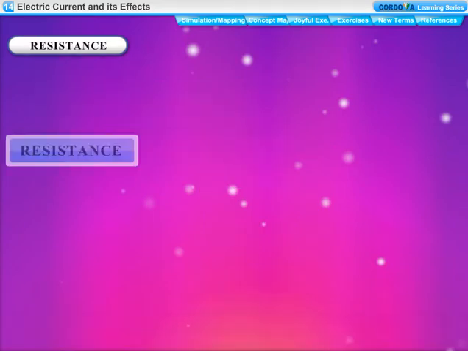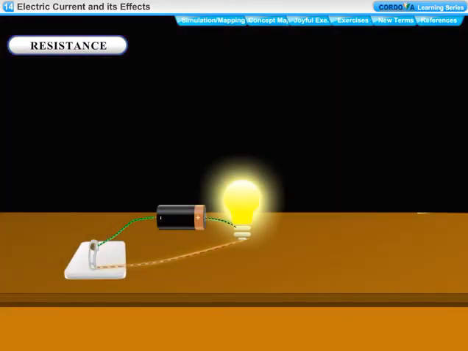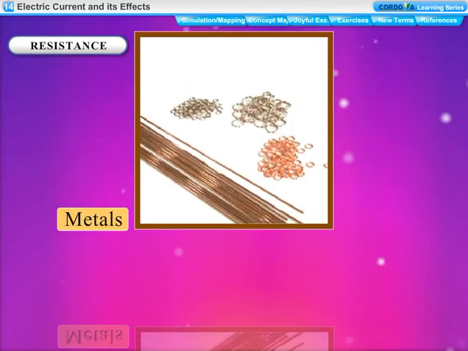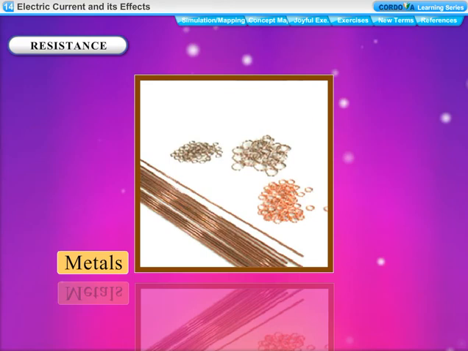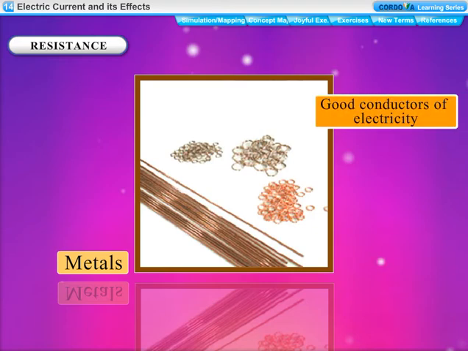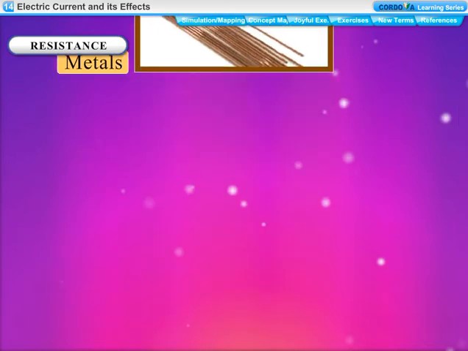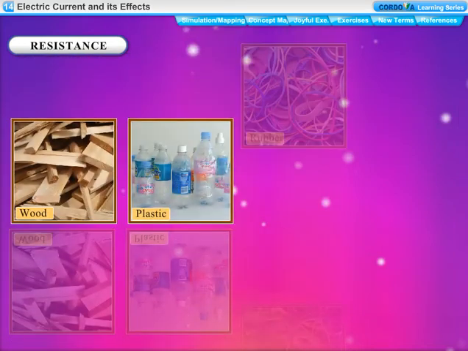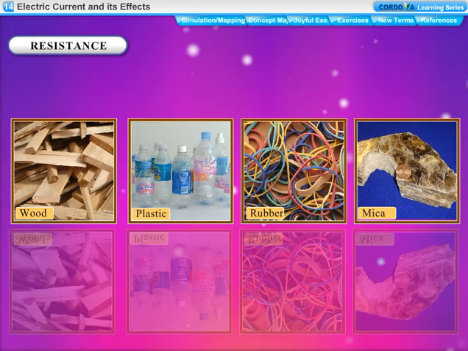Resistance. The property of a material by virtue of which it opposes the flow of an electric current through it is called its resistance. The lower the resistance, the greater is the current flowing. Materials like metals have a very low resistance. So, they conduct electricity well and are called good conductors of electricity or simply conductors. Materials like wood, plastic, rubber and mica conduct almost no electricity. They are called poor conductors of electricity or insulators. They have a very high resistance.